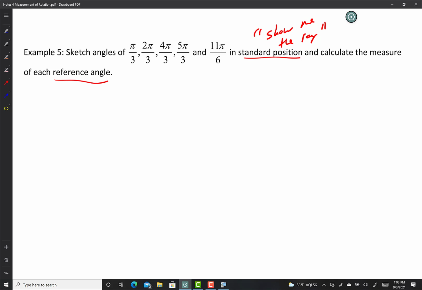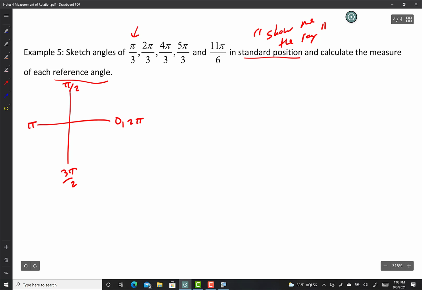So let's see. This one, pi over 3, so I'm going to draw a grid. And right now we're not good yet, so we're going to write 0, pi over 2, pi, 3 pi over 2, and 2 pi on my axis, just so we can get better at it. Pi over 3 is the same thing as 1/3 pi. What quadrant am I going to be in? 1, 2, 3, or 4? Quadrant 1. Pi over 3 is probably closer to the y-axis than the x. But it doesn't have to be perfect.